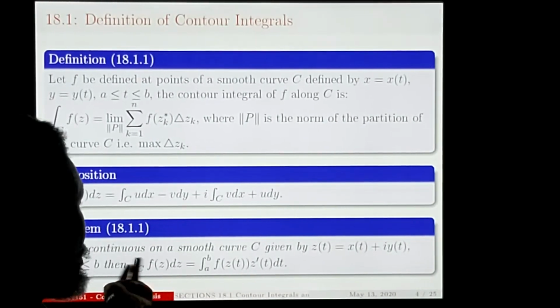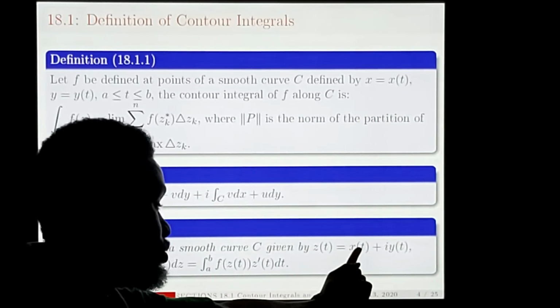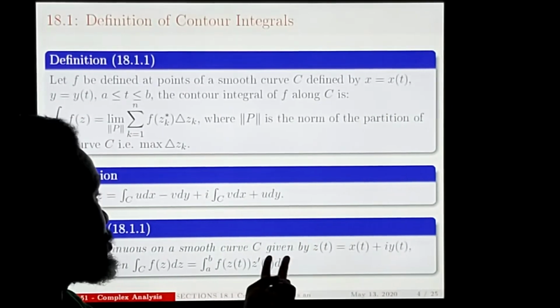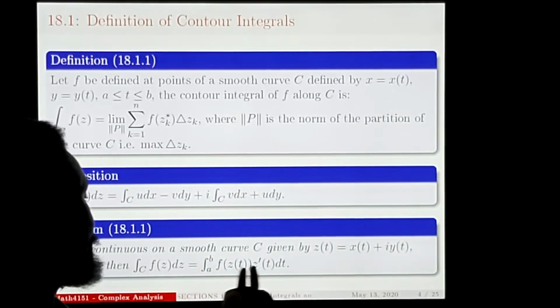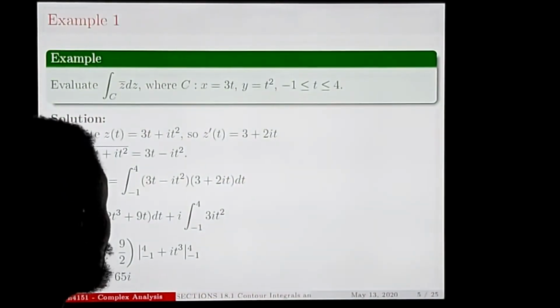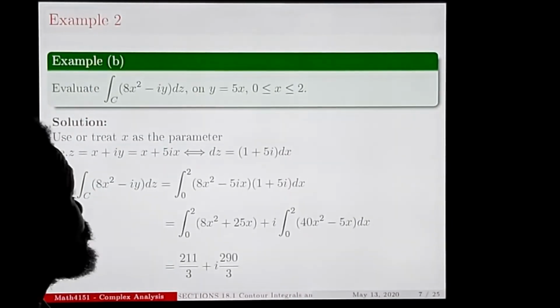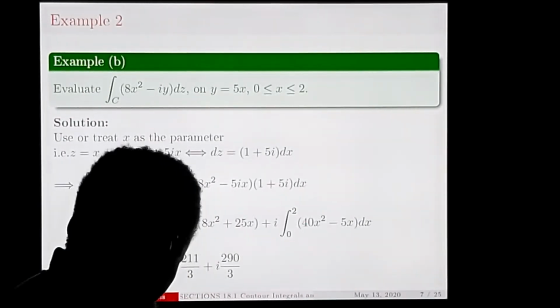When you're given some integral, you're given the curve, so you need z of t. You're already given the curve in parametric form. So you need this, which will come from here, differentiate, and then f of z is given. So you just apply that. We did example 1, then number 2a, then I want us to go to 2b. 2b is not really done in your book, I just did it.